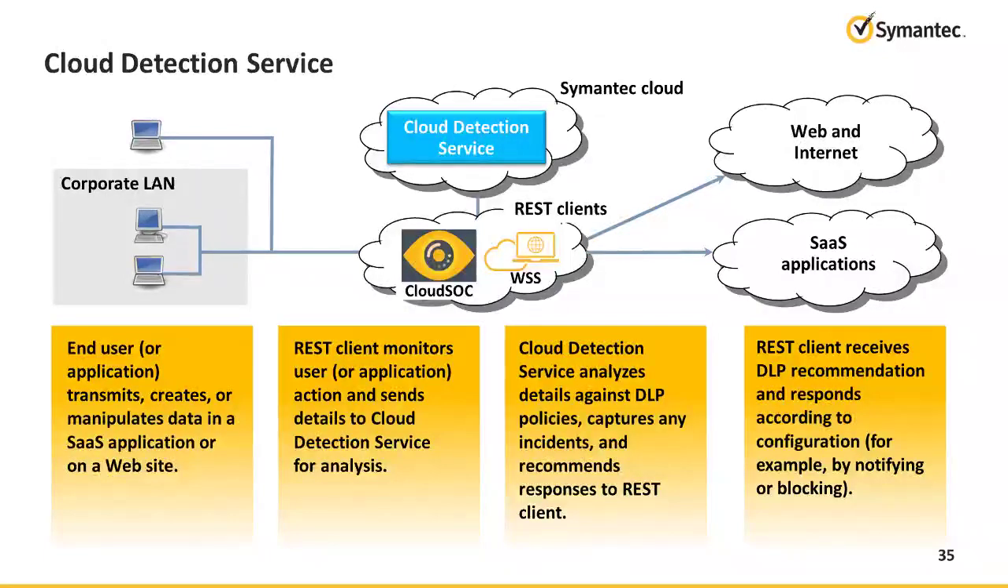The integration with CloudSOC is especially robust in that Cloud Detection Service can tell CloudSOC to block or take other actions on confidential data in motion upon upload to supported cloud applications, or to delete or take other actions on confidential data at rest residing in supported cloud applications. The figure shown here shows end users or applications transmitting, creating, or interacting with data in SaaS applications or on websites. The integrated service monitors these actions and sends details to the Cloud Detection Service Cloud Detector for analysis.